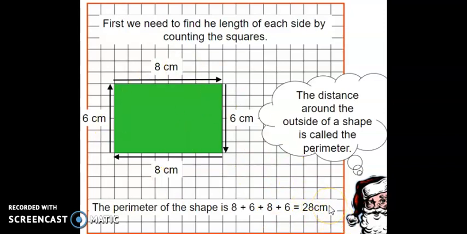So basically perimeter is finding the distance around the outside of the shape.